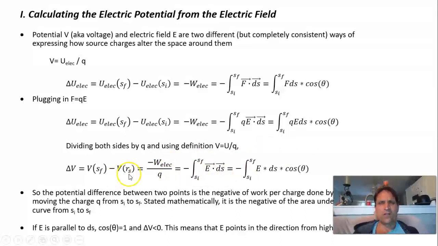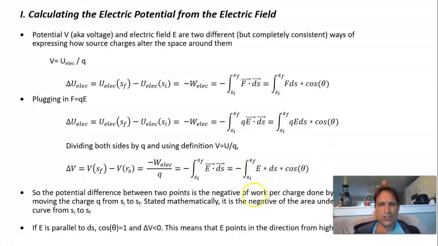So mathematically what this says is that the potential difference between any two points, S final and S initial, is equal to the negative of the area under the curve of E versus S multiplied by cosine theta. So usually this is either 1 or negative 1.